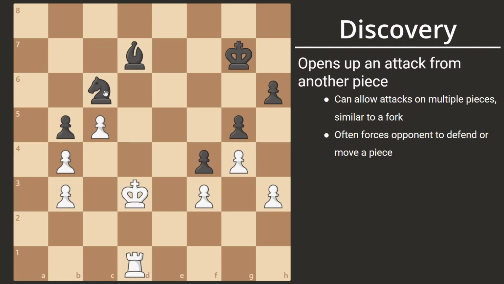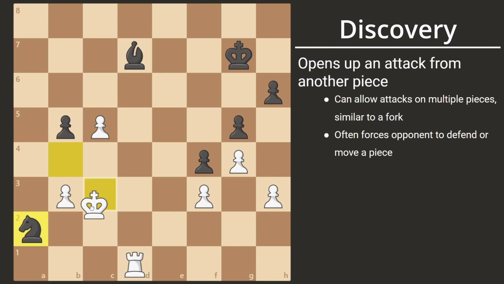Here, black plays knight takes b4, check, right? So what do you do here? Well, this one's a relatively easy one. You just play king c3, attacking the knight and attacking the bishop. So these are things you just have to keep in mind, right? When you're seeing undefended pieces do some stuff, and then you can attack it and then create another threat, right? That's what a discovery is.